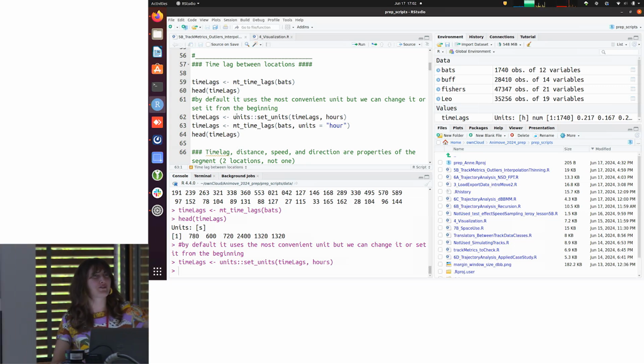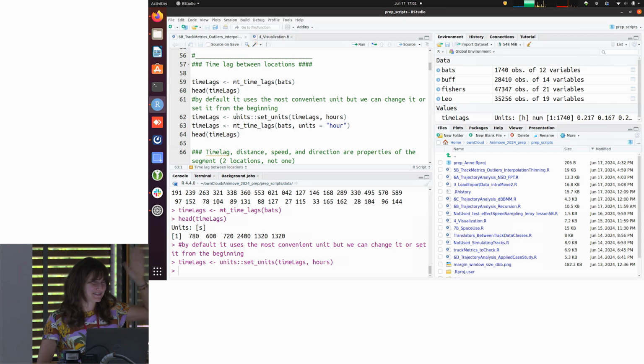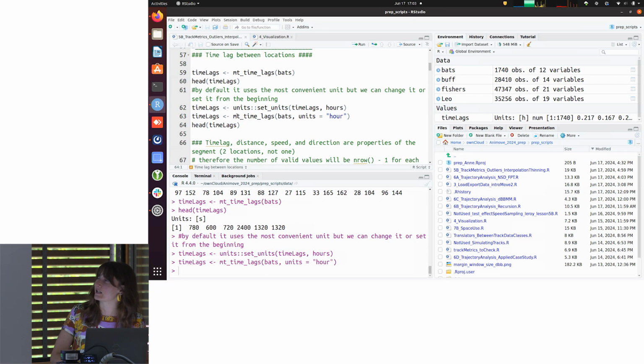But it's an option. If you calculated it earlier and then you want to switch it, you can still switch between units. Sometimes it's handy, but if you know from the beginning you want it in hours, you can just add this argument, units, and calculate it in the unit you want. And the same for all the other metrics that we're going to look at. And so now the time lag is in hours.